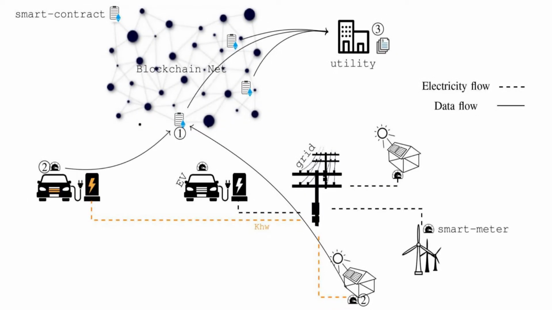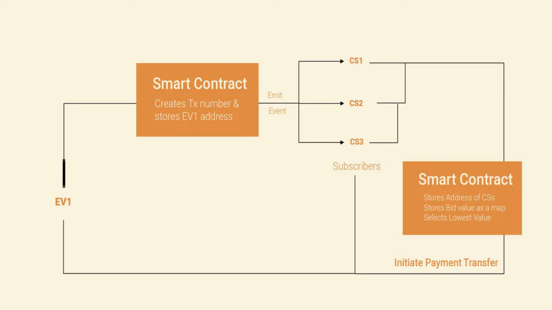Now, let me take a minute to explain how this specific system works. There are three main players: the utility company, or grid, the electric vehicles, who will be referred to as EVs, and the charging stations, who will be referred to as CSs. Our system starts with a charging request from an EV with a specific price and amount of electricity it wants to charge. He sends this request to the smart contract, and the smart contract returns to the EV an auction ID, and also sends out an event letting nearby CSs know that there's a new auction open.